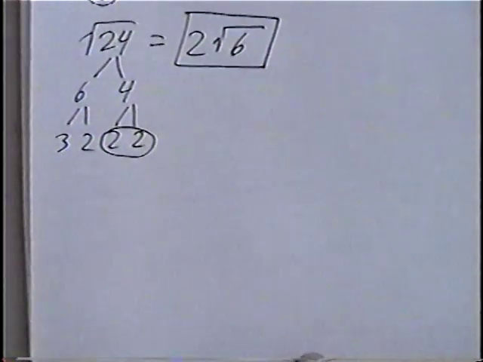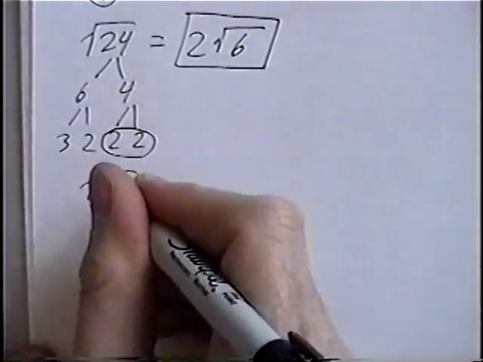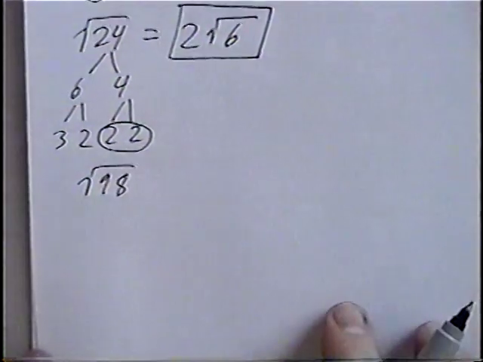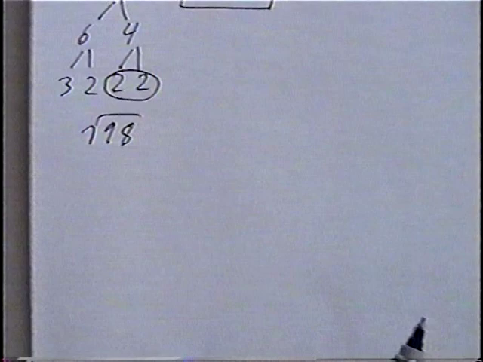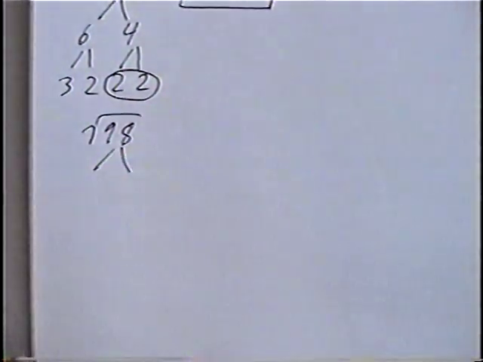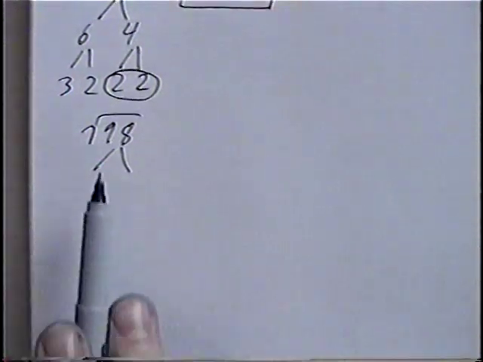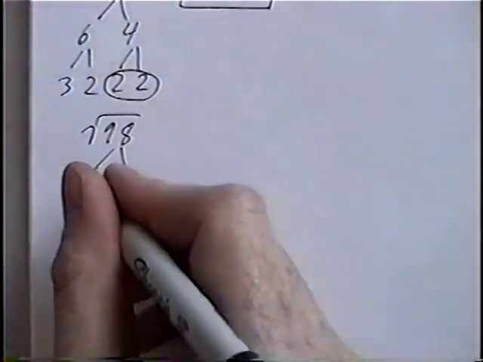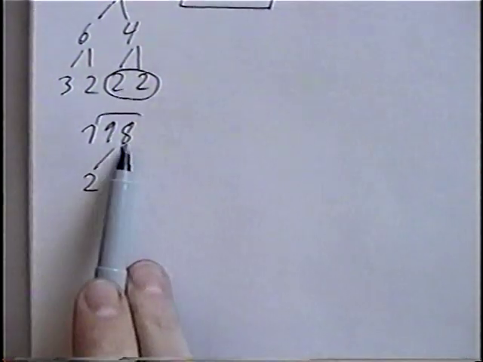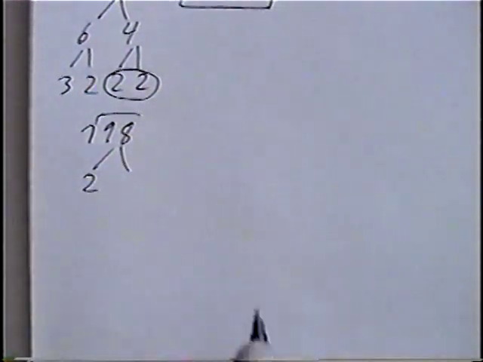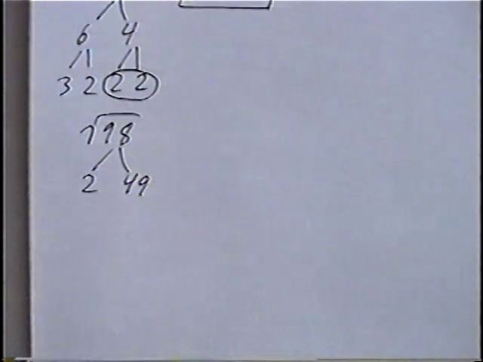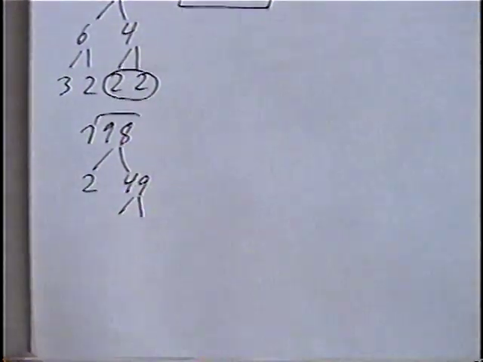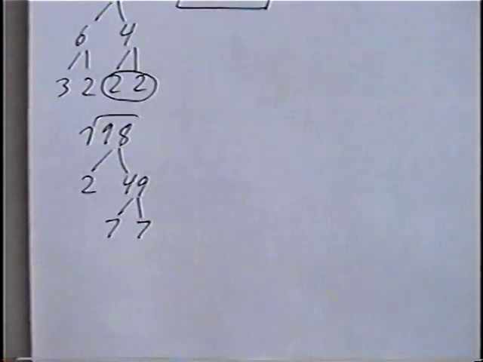And the last problem for the section will be radical 98. And again, 98, there is no number times itself that's 98, but we can figure out a factor tree for it. Two numbers that multiply to get 98. We could use 2 since it's an even number, and 2 times 49 would be 98. 49 we can factor again. 49 would be 7 times 7.